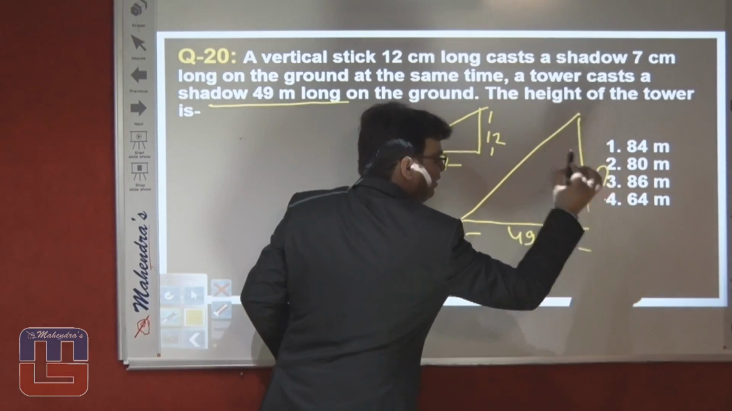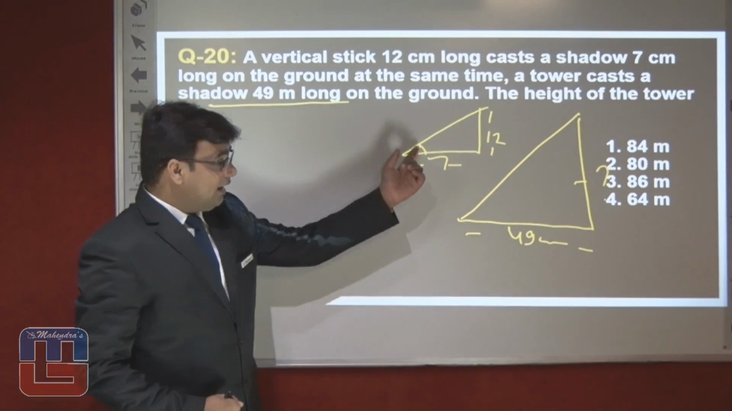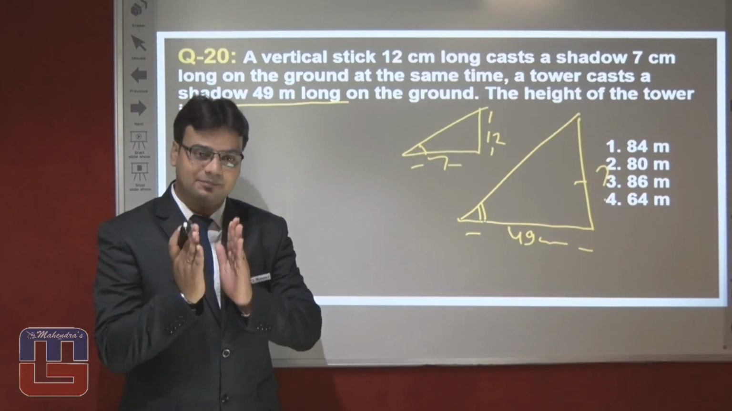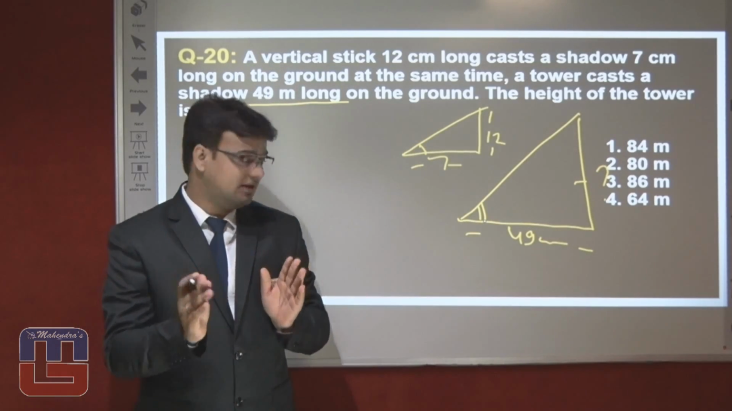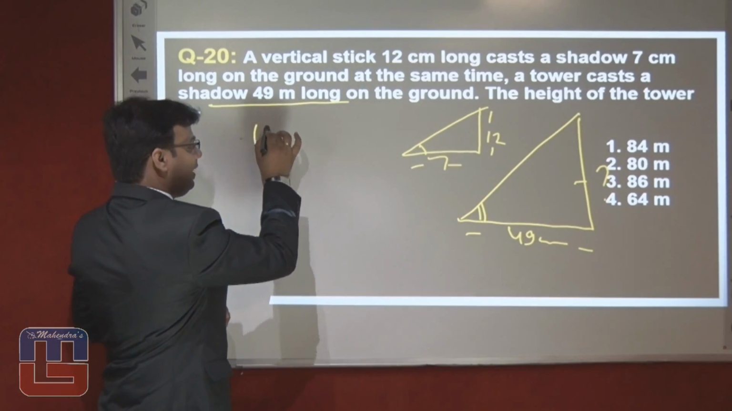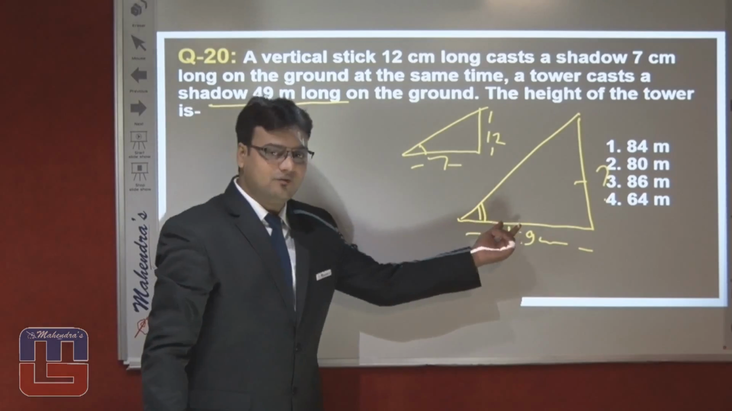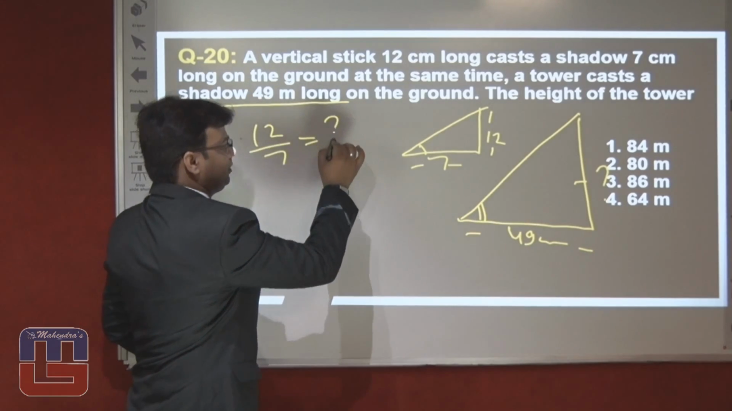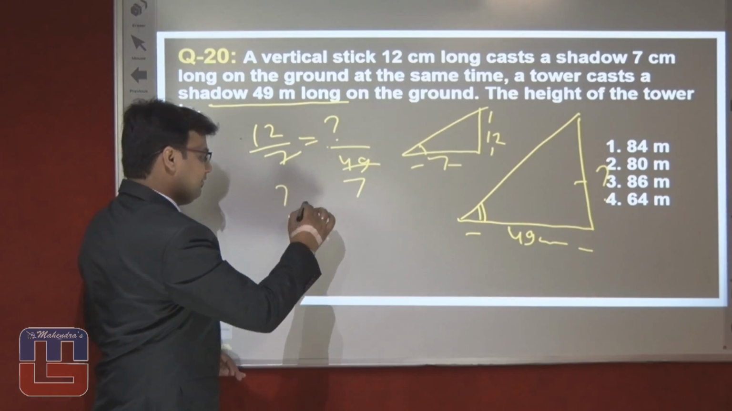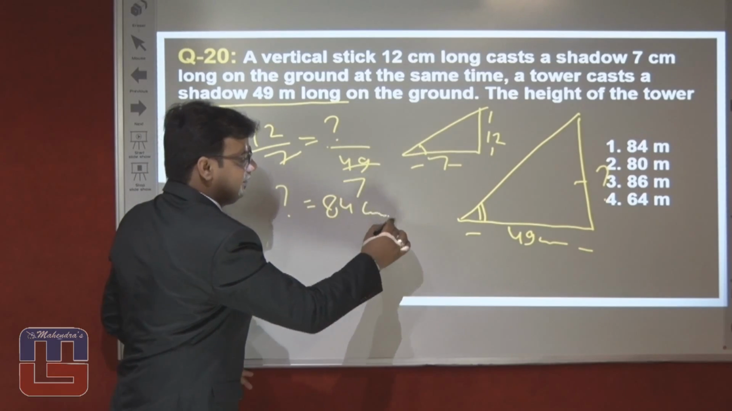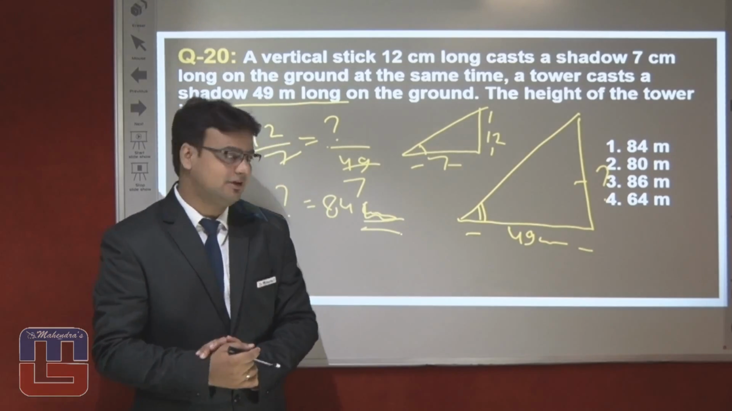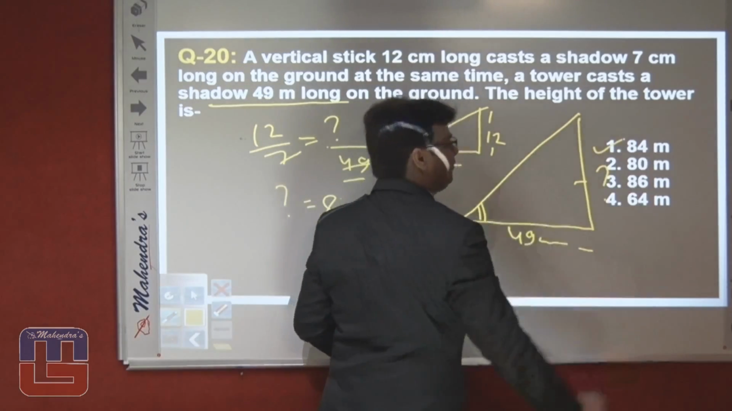We require the height of the tower. In both cases, the elevation angle is the same. That means both angles are same, so tan theta or cot theta are the same. If we use tan theta, then what will we get? 12 by 7, and for the tower, its height, question mark, divided by 49. 7 sevens are 49, 12 sevens are 84. That means our correct answer is 84 meters. Check in which option it is. It's available in the first option, so our correct answer is 84 meters.